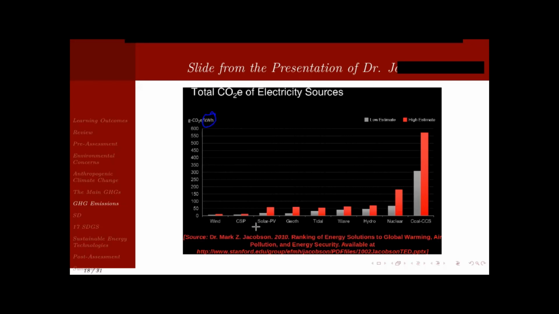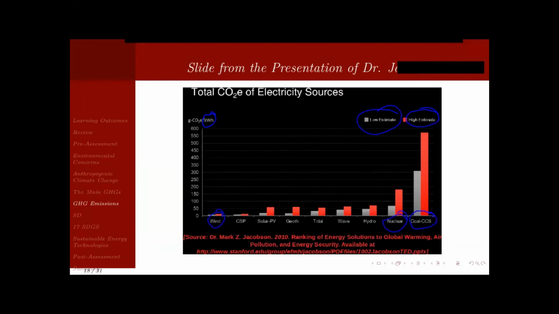And you can see here, among these different conversion technologies, the most polluted one is basically coal, followed by nuclear, hydro, wave, tidal, geothermal, solar PV, CSP, and wind. So there are different technologies. Some of you might be surprised how come hydro has, because people think that this is a renewable, still it has significant pollution. And here you can see two types of estimates, high estimates and low estimates.